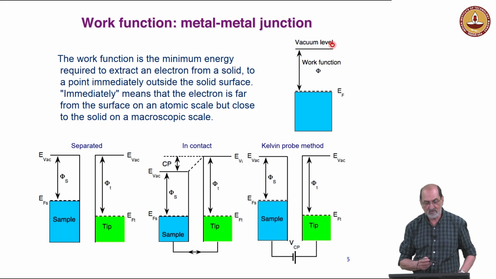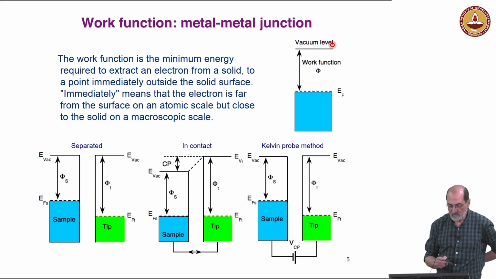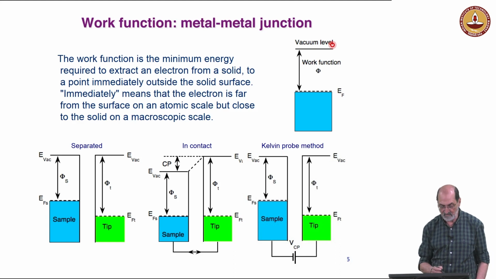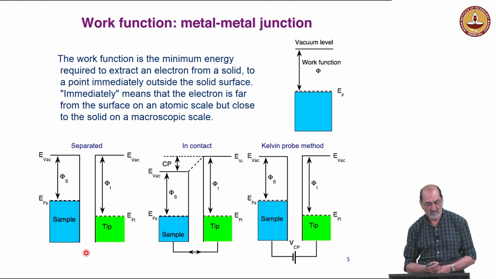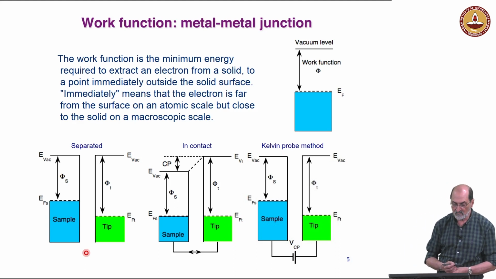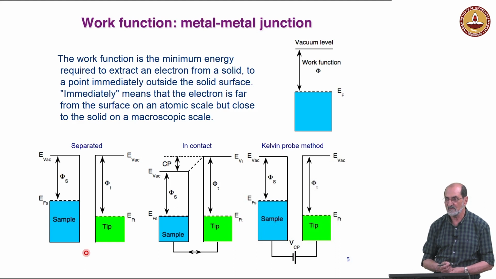Well, if we have two separated metals, I call one metal sample and the other tip because this tip is part of an instrument. I will tell you later what it is, but essentially there are two metals having a different work function. Here are both metals all separated, and both metals are neutral. That is, they don't have a net charge, those pieces of metal.